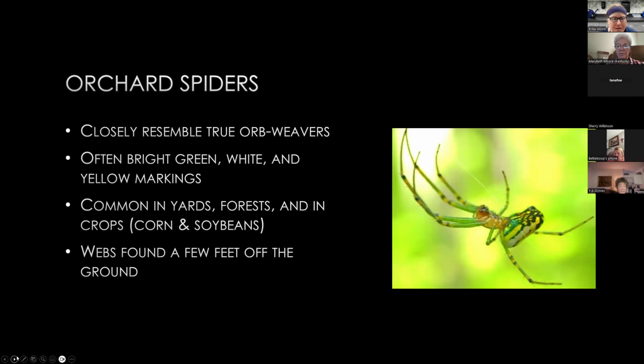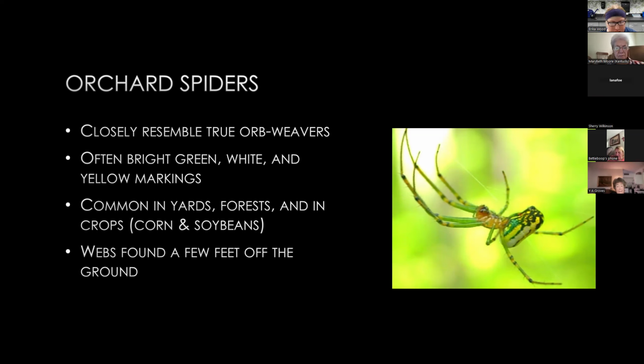Orchard spiders. So this is one again that we see more outside and even in some of our crop fields. These are related to orb weavers, these orchard spiders. A lot of times they're very colorful, very vibrant, more lighter colors like a bright green, white, or yellow with different markings. So you can see that close up with this spider. It's got these yellow and black, almost like stripings on it. You're going to see these in yards and woods and some of our crops like our corn and soybeans.